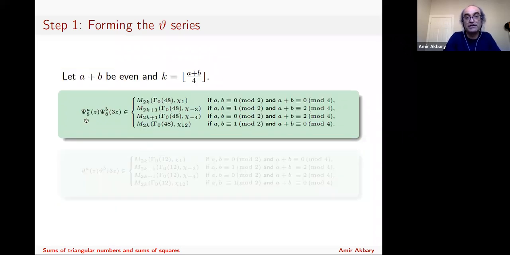For these psi functions, we only consider here the case that A plus B is even. If we consider the floor of A plus B over 4 as K, the problem breaks into 4 cases in terms of the parity of A and B, and also A plus B mod 4. So this theta function appears in one of these spaces of modular forms. If A and B are both even and A plus B is a multiple of 4, the character is trivial. In the three other cases, we actually have a non-trivial character. But all the time, we have a real character.